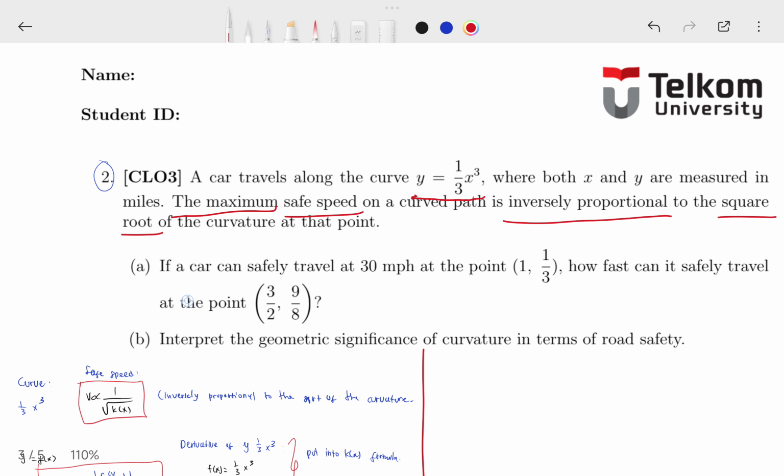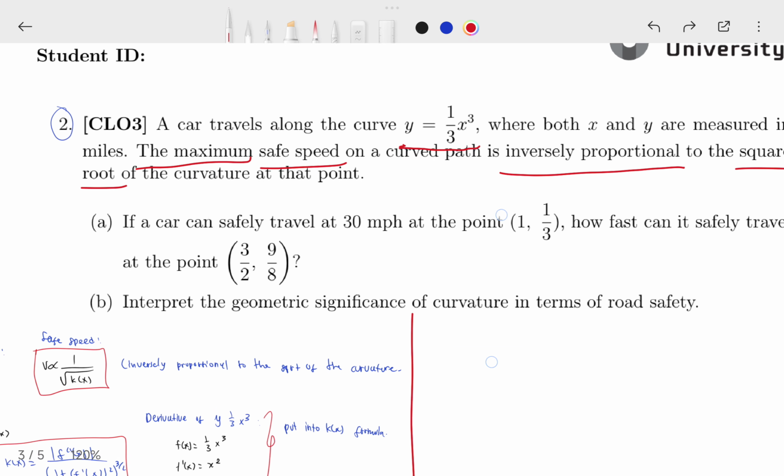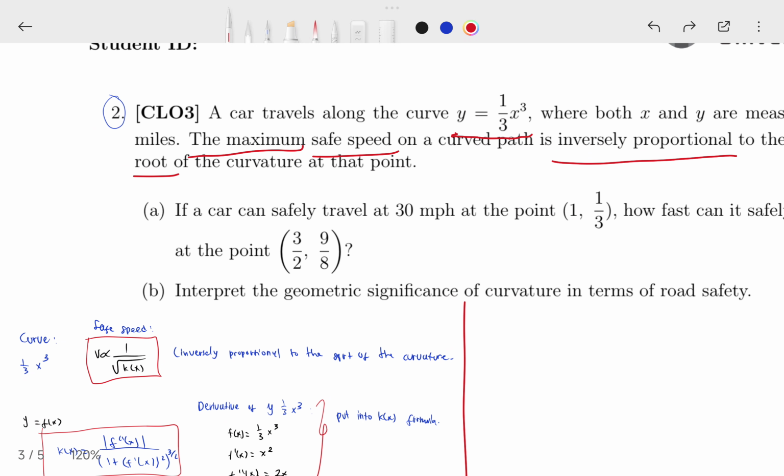The first question is, if a car can safely travel at 30 miles per hour at the point (1, 1/3), how fast can it safely travel at the point (3/2, 9/8)? And for part B, we have to interpret the geometric significance of curvature in terms of road safety. Okay, so let's do part A first.